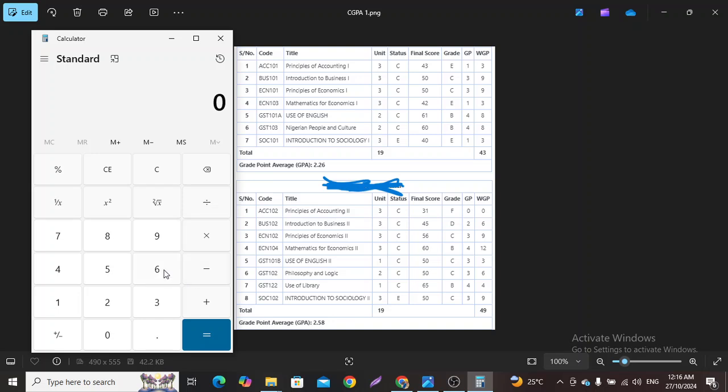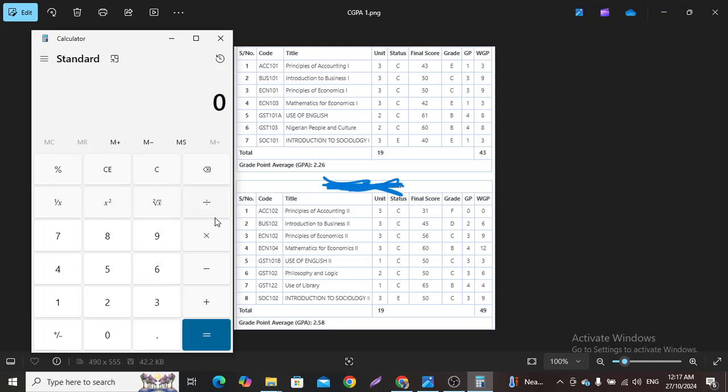So how do you get the GPA? It is by dividing the total weighted grade point by the total units registered. So you have 43 divided by 19, and this will give you 2.26 as it is presented here. This first semester GPA is 2.26. Now go for the second semester. You do the same. 49 divided by 19 will give you 2.58 approximately. If you look at it, 2.58.